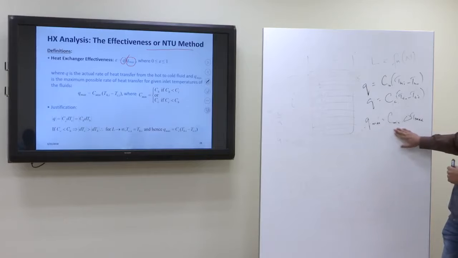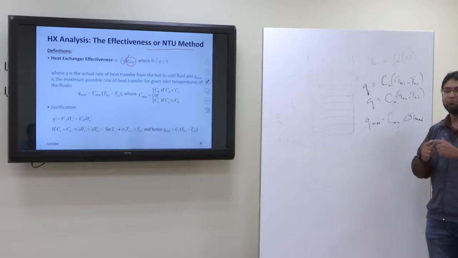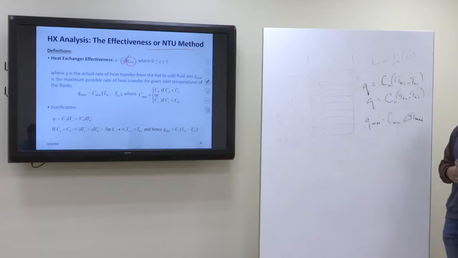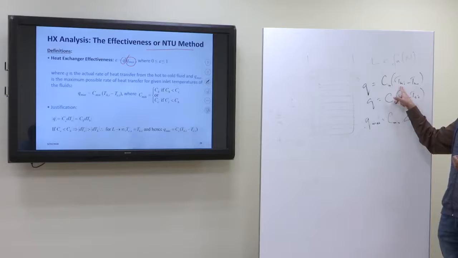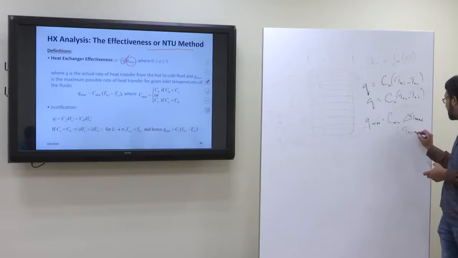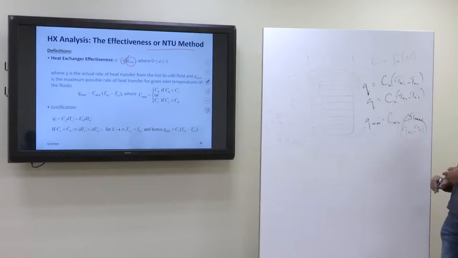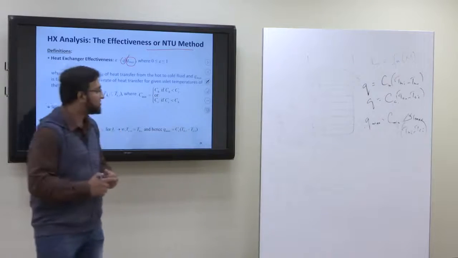So Q max is equal to C minimum into delta T max. Delta T max is what? We have 4 temperatures here: T hot in, T hot out, T cold out, T cold in. What will be the 2 temperatures that will have maximum temperature difference? Hot, cold. So T hot inlet will be the highest temperature and T cold inlet will be the lowest temperature in the system. So maximum delta T max will be T hot inlet minus T cold inlet all the time. It's going to be like this. Is it clear? So that's Q max.